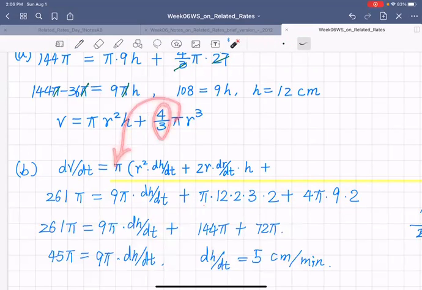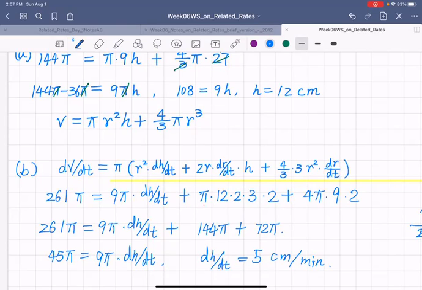Plus, the pi was taken in front. So it'll be 4r squared... 3 times 3 r squared. And then times dr over dt, sorry. There you go. Okay, make sense? Yeah, it makes sense.